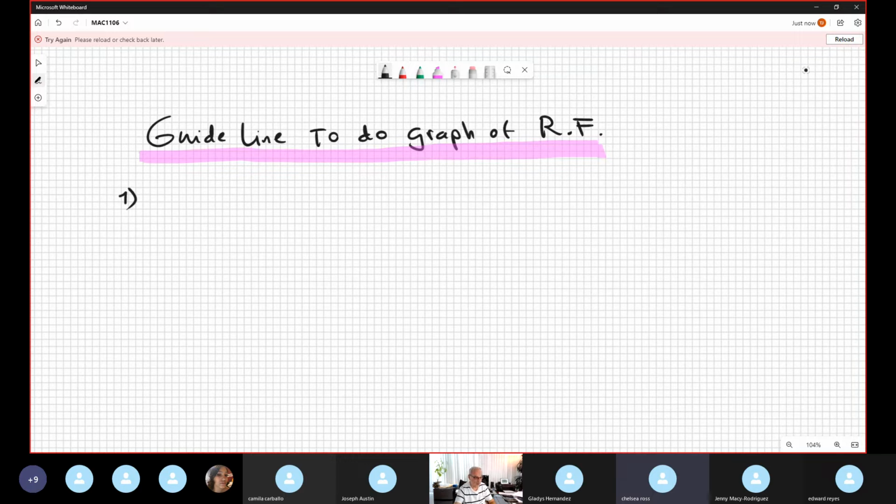Step number 1, super important. Copy for the book, say this: they are polynomials with no common factor.